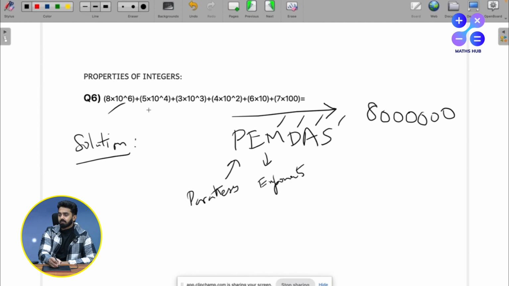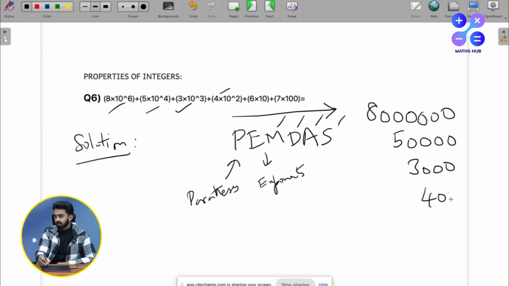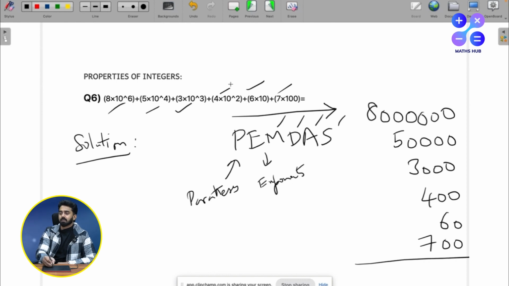And then you have 5 times 10 power 4. So we are adding this. So let's just write down the numbers first and then we'll perform the addition. So 5 times 10 power 4 would be 5 followed by 1, 2, 3, 4 zeros. And then 3 times 10 power 3 would be 3 followed by 3 zeros. And then 4 times 10 power 2 would be 4 followed by 2 zeros. And this would be 6 followed by 1 zero, and then 7 times 100 is 7, same as 4 times 10 square.